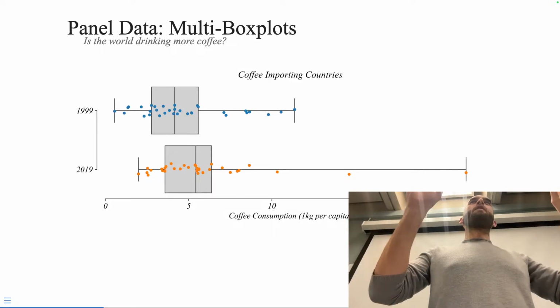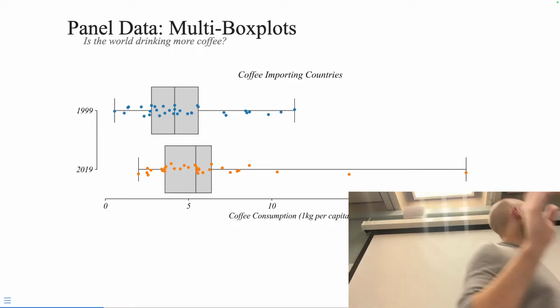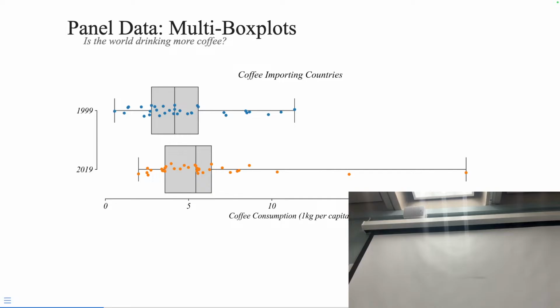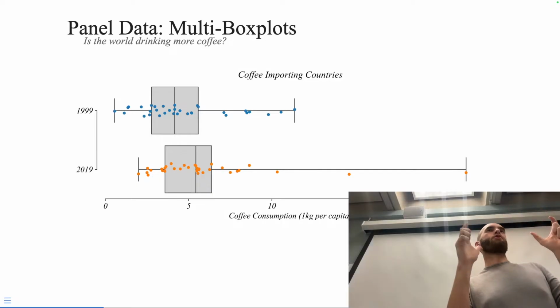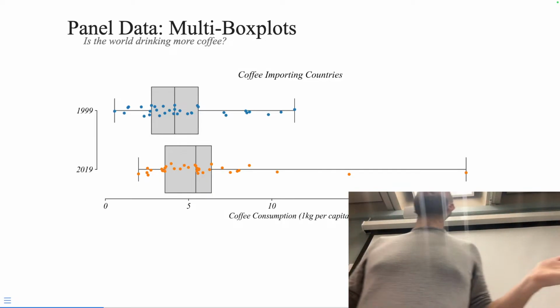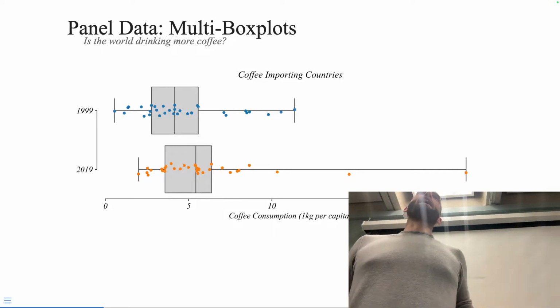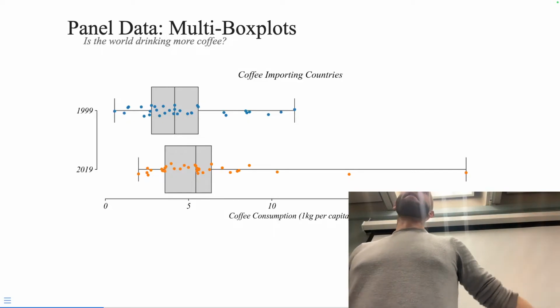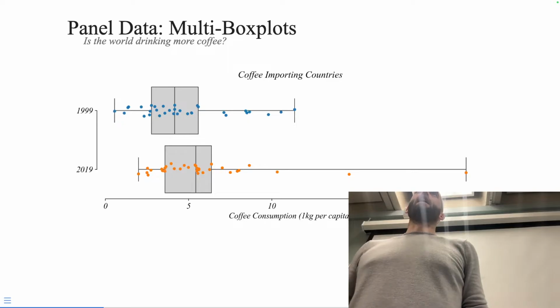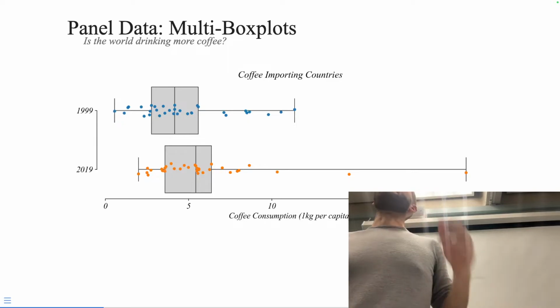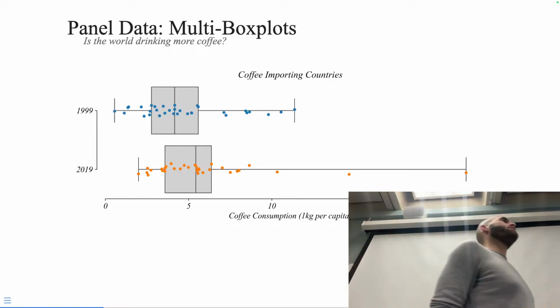So we've shown these 2 years, 1999 and 2019. And we've also shown the quartiles. So not only are we showing the actual data and the distributions, but we're showing some of the summaries. And this figure, I think, makes it much easier to see that the answer is yes. We are drinking more coffee in 2019 than we were 2 decades ago.